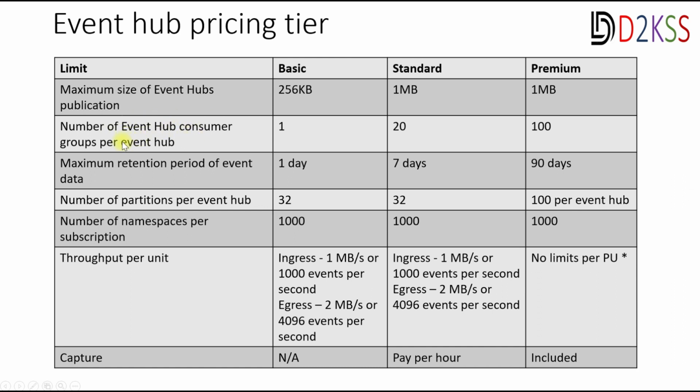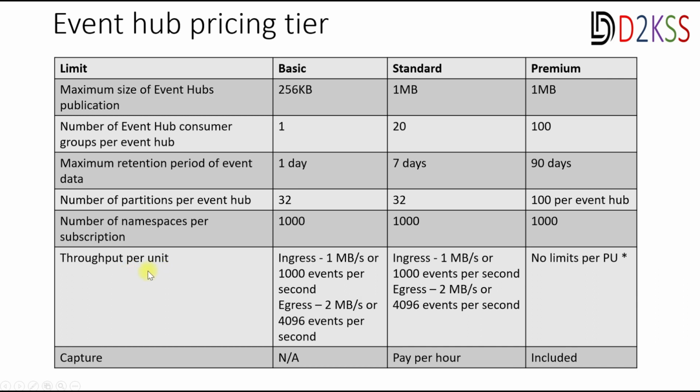The number of event consumer groups for Event Hub is 1 consumer group for basic, 20 for standard, 100 for premium. Maximum retention period: the data retention period for the event data is 1 day for basic, 7 days for standard, 90 days for premium. Number of partitions for Event Hub is 32 for basic, 32 for standard, 100 per Event Hub. Number of namespaces per subscription is 1000 for all 3 tiers.